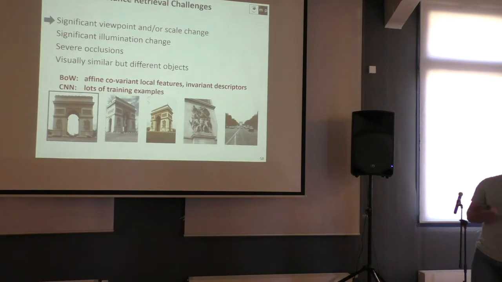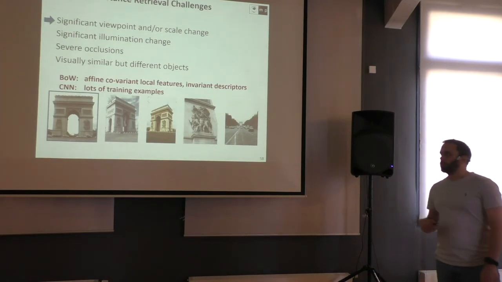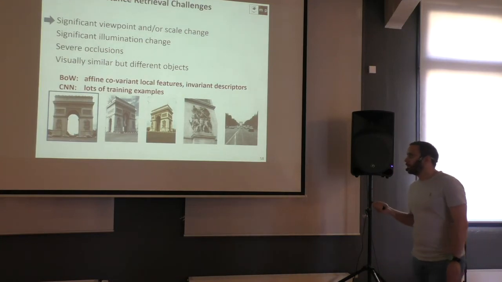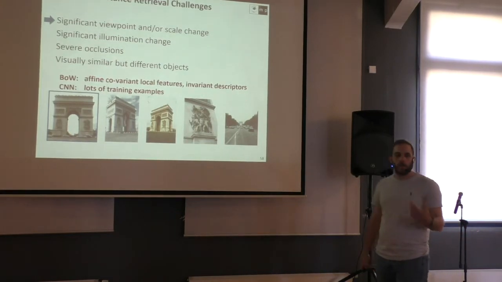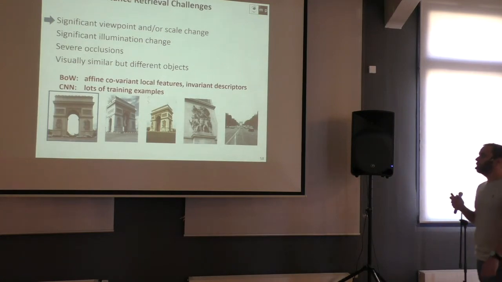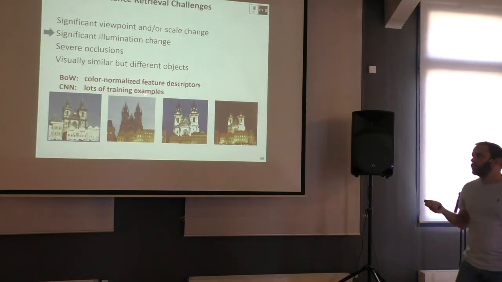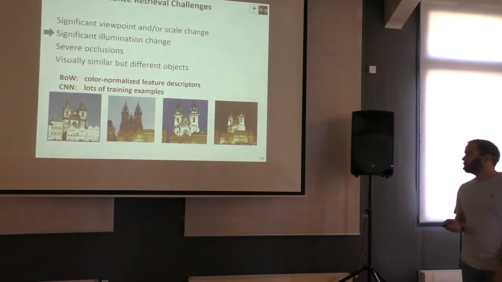Basically, when we started working on it, we tried to utilize the knowledge that we have from bag of words to train the CNN. So to solve the significant viewpoint and scale change, what bag of words used was affine local features like Hessian affine that I mentioned before, and invariant descriptors like SIFT. While in CNN, you basically need lots of training examples. For the significant illumination change, you do color normalization before the description of features. CNN, again, lots of training examples.